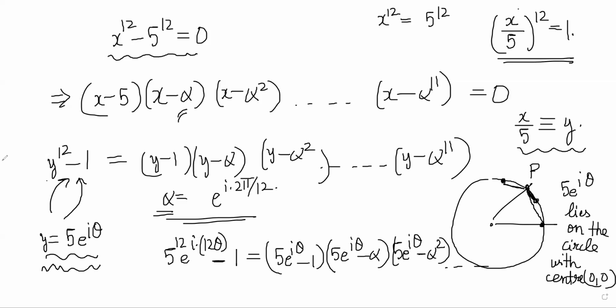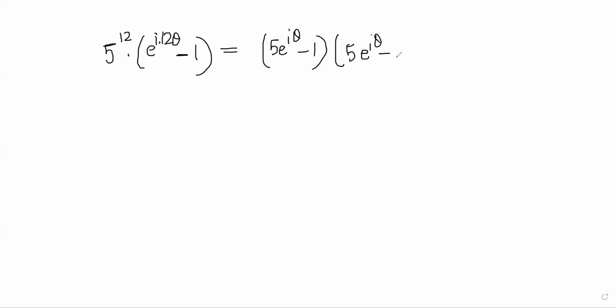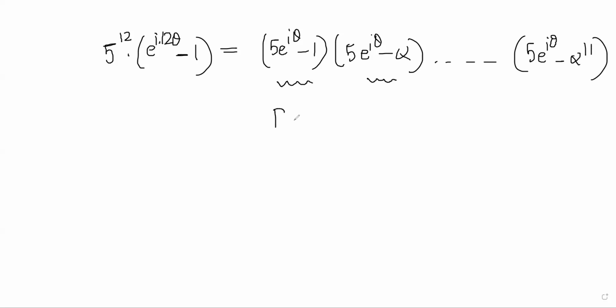Once we put it in this, we'll take the modulus on both sides. So we have the modulus of e to the power i 12 theta minus 1 equal to the modulus of e to the i theta minus 1, e to the i theta minus alpha, and so on till e to the i theta minus alpha to the power 11. These will be your distances of this point P to the point A1. This is PA2. It would be the distance if you had taken mods, right? So we will just take mods on both sides.